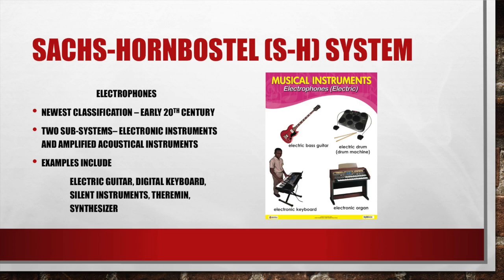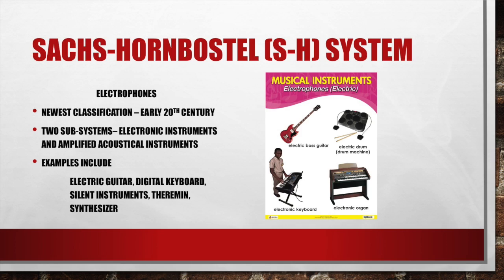The last SH classification is the newest, and is called the electrophones. This classification was made in the early 20th century to classify any instrument that used electricity to either produce sound electronically or to amplify an acoustic sound. These subclassifications are known as electronic instruments and amplified acoustical instruments.